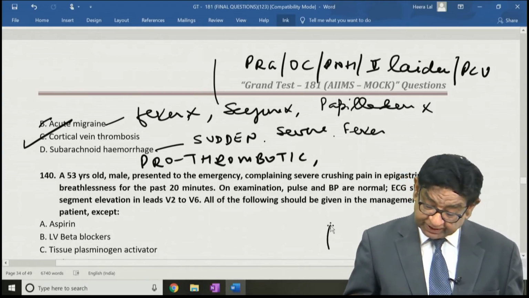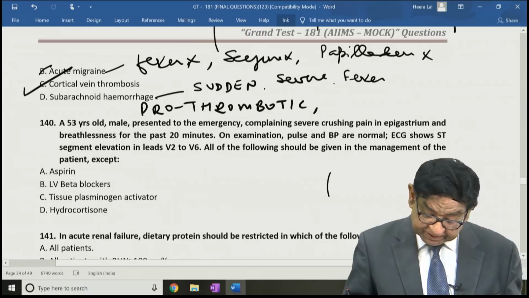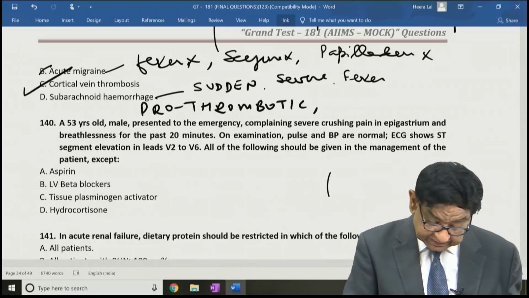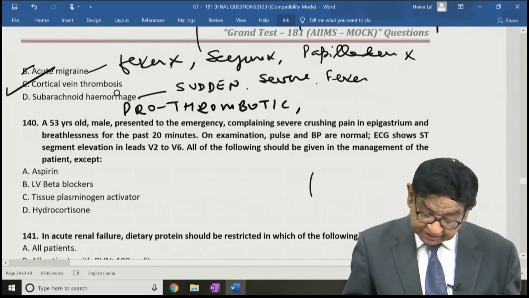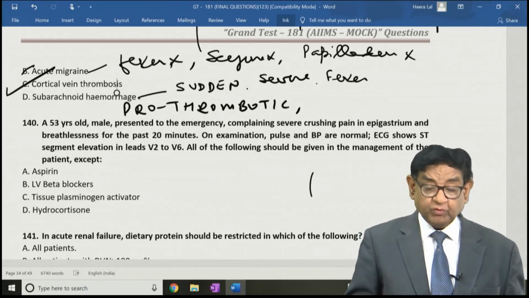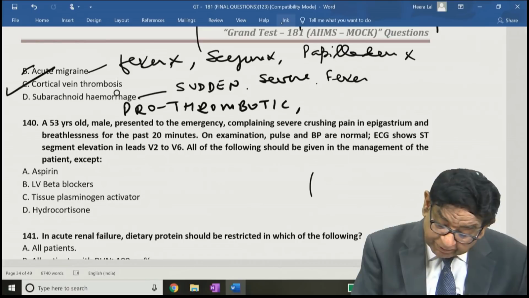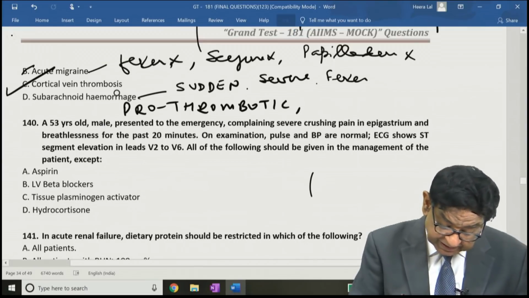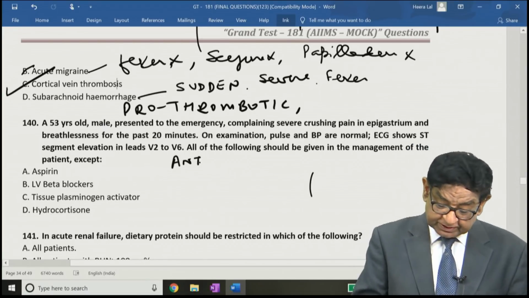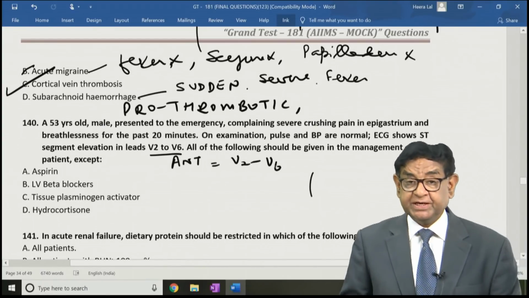Question number 140. Here we are getting a 53-year-old male presented with severe pain, and the ECG shows ST segment elevation in leads V2 to V6. All can be done except, well, let's take, the patient has acute MI. What type of MI is it? It's an anterior wall MI. How do you know anterior wall? Because it is V2 to V3.